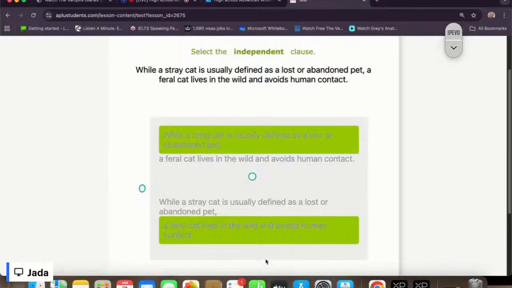Next: a stray cat is usually defined as a lost or abandoned pet. A feral cat lives in the wild and avoids human contact. Independent clause, first or second?